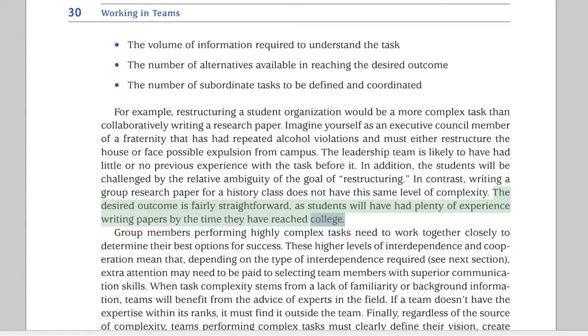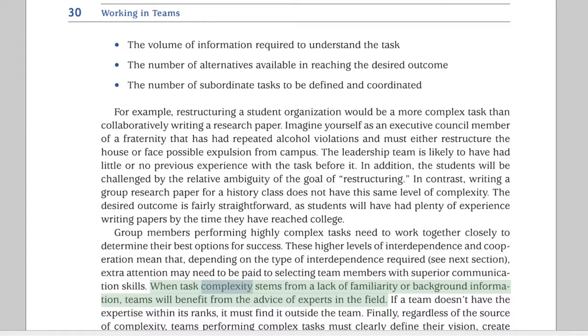Group members performing highly complex tasks need to work together closely to determine their best options for success. These higher levels of interdependence and cooperation mean that, depending on the type of interdependence required (see next section), extra attention may need to be paid to selecting team members with superior communication skills.